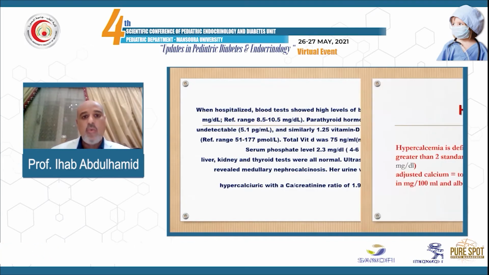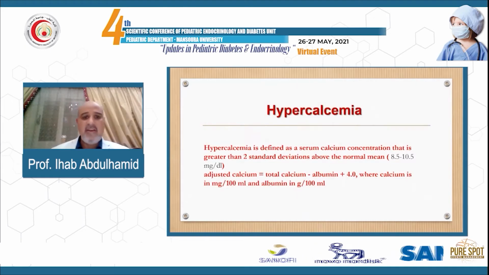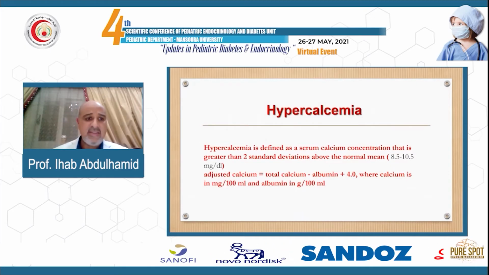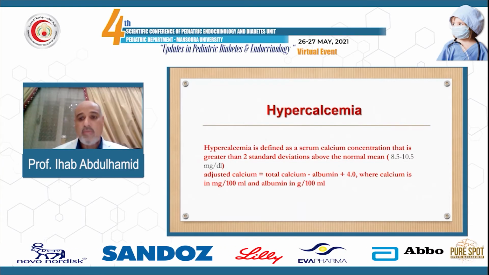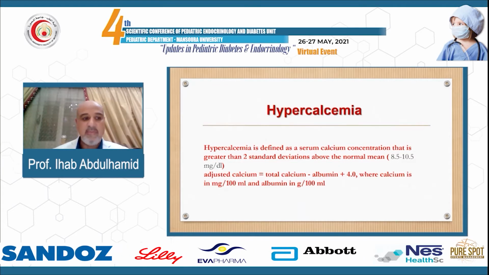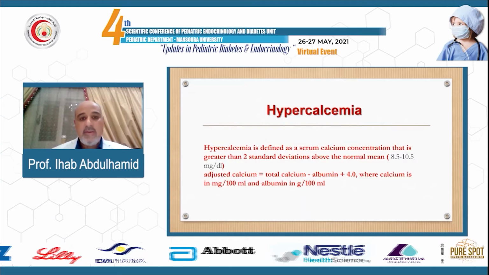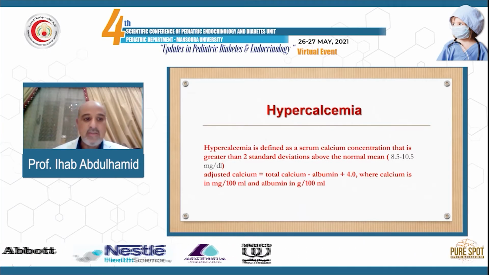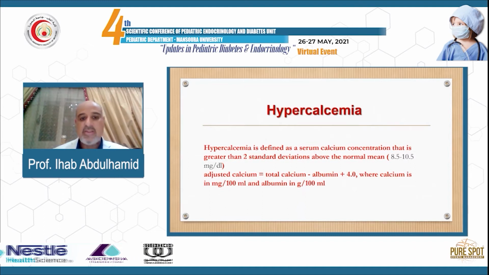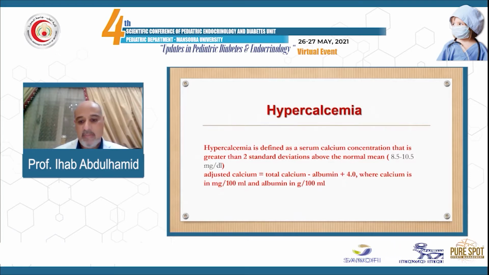Hypercalcemia is defined as serum calcium concentration that is greater than 2 standard deviations above the normal mean. The normal is 8.5 to 10.5 milligram per dl. When we are dealing with calcium, we have to check the blood gas, if there is acidosis or alkalosis, and also the adjusted calcium, which is equal to total calcium minus albumin plus 4, where the calcium is in milligram per dl and the albumin is in gram per dl.